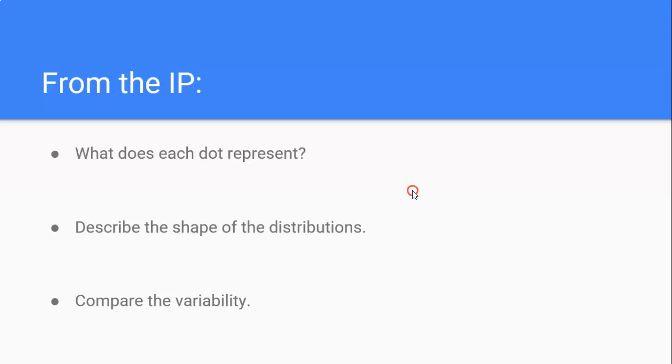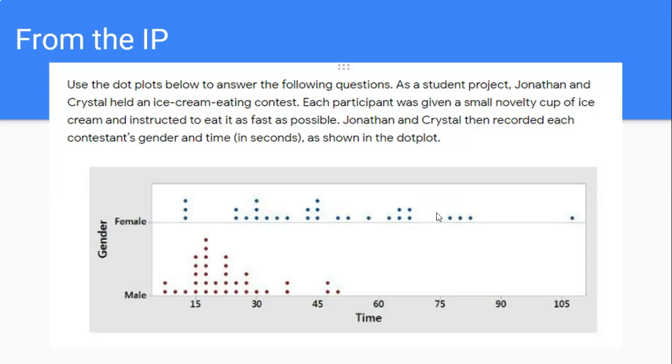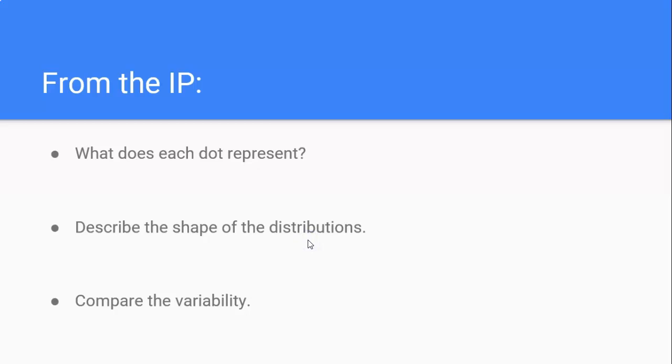So the first question was, what does each dot represent? It doesn't have anything to do with how much time they took to eat the ice cream. Each dot is just a person who ate ice cream. So you could have literally just said each dot is a person. The dot itself does not represent how much time it took. Where that dot is placed is how much time it took.